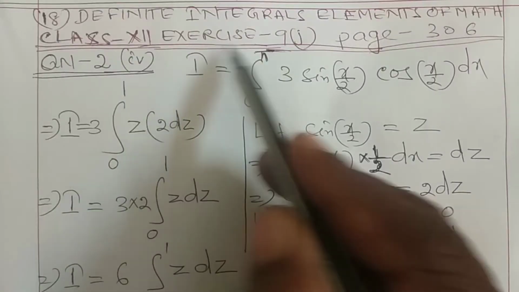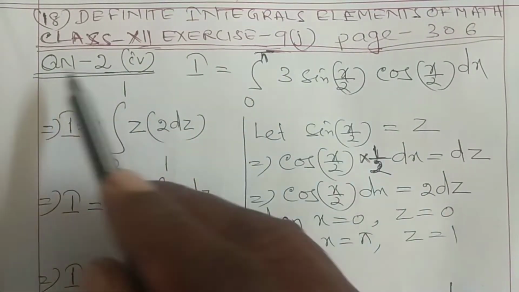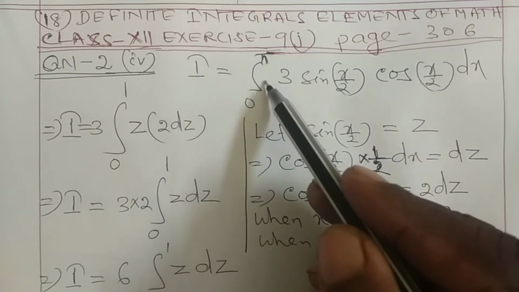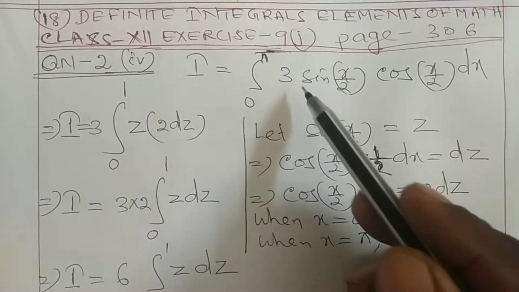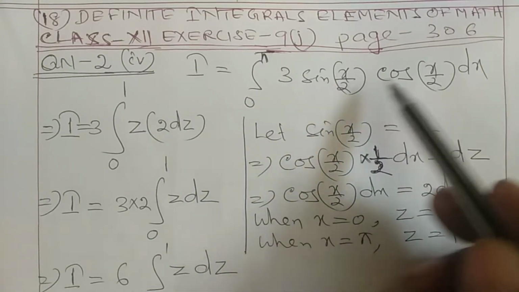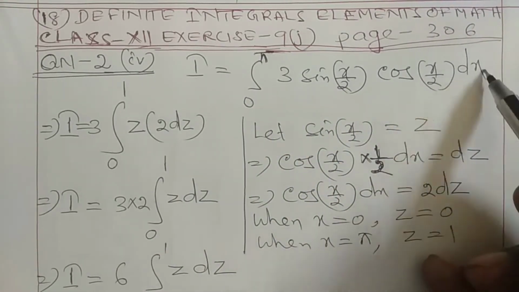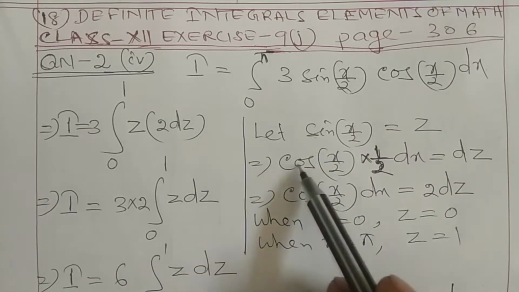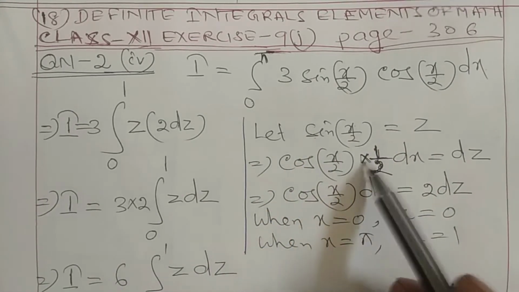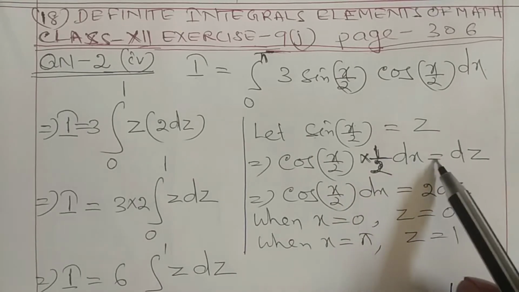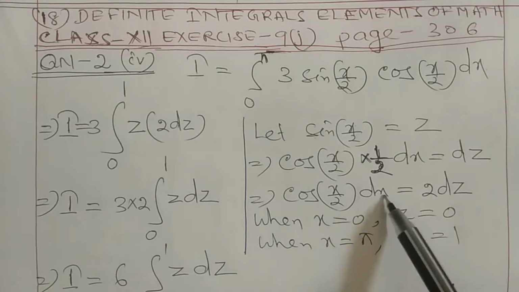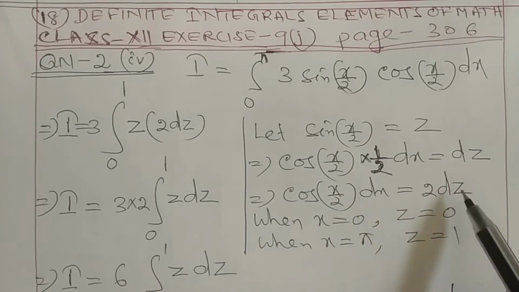In this video, we will discuss exercise 9J, question number 2, IV. I is equal to the integration from 0 to pi by 3 of sin(x/2) cos(x/2) dx. Let sin(x/2) = z. This implies cos(x/2) times 1/2 dx is equal to dz, and this implies cos(x/2) dx is equal to 2 dz.